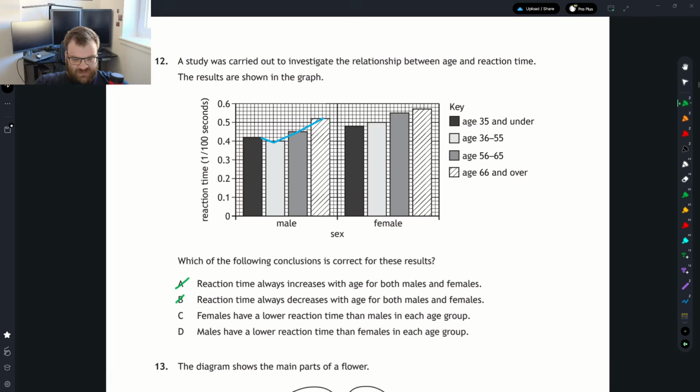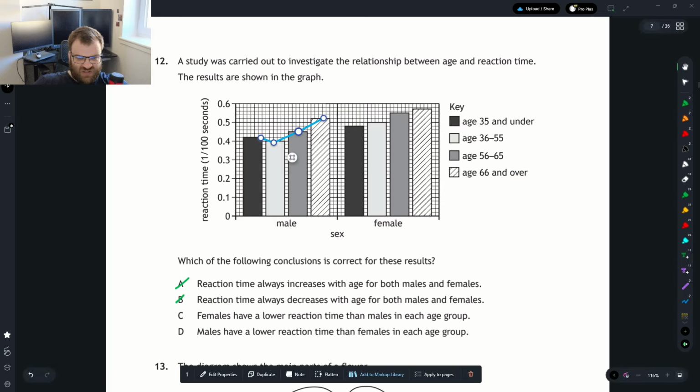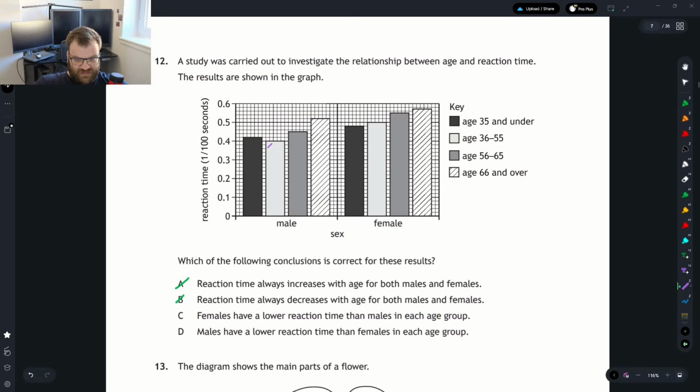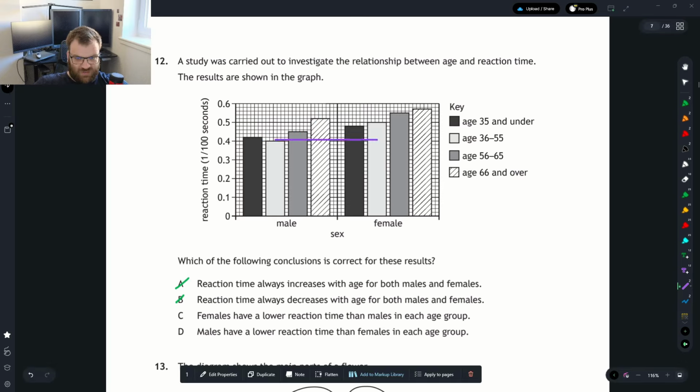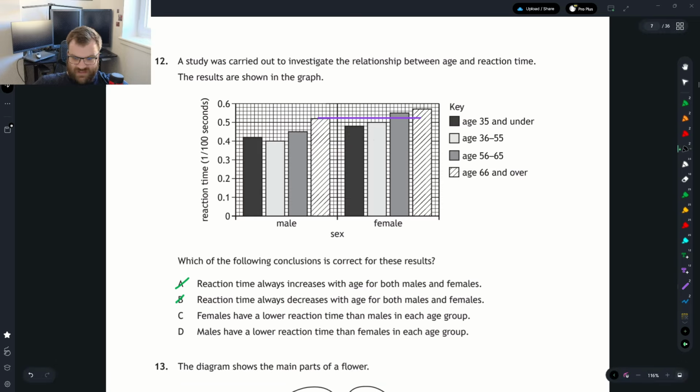Females have a lower reaction time than males in each age group. Now, rather than looking at the actual numbers, I'll just run a line across and go, okay, so males are lower, males are lower, males are lower, males are lower. So that the females have a lower one isn't true, they have not got a lower one, so C is incorrect, but D is the other way around, and that would have to be our correct answer for number 12.